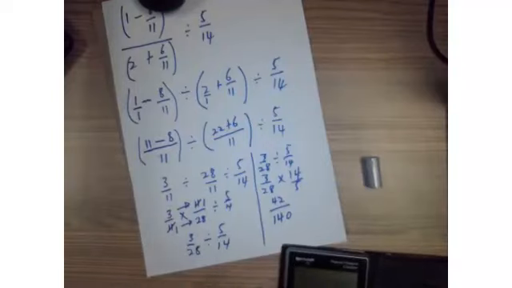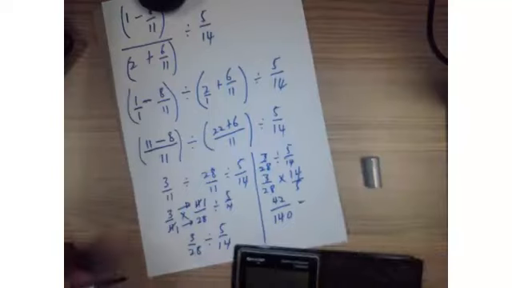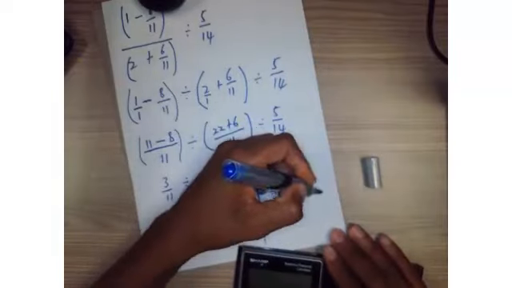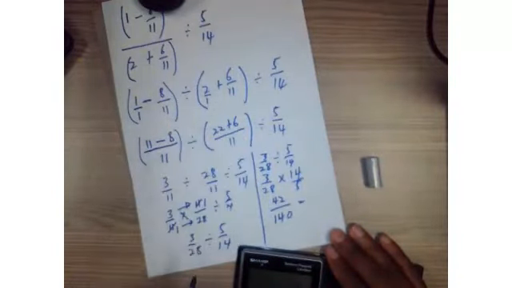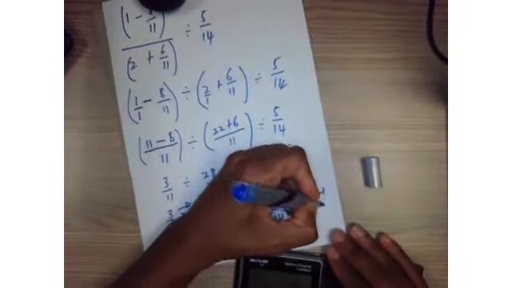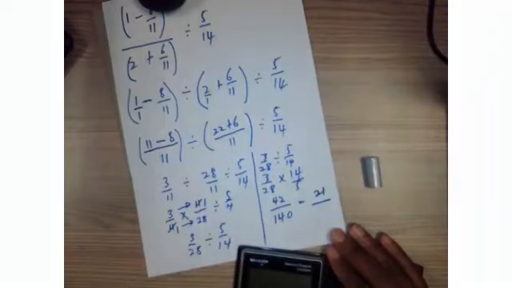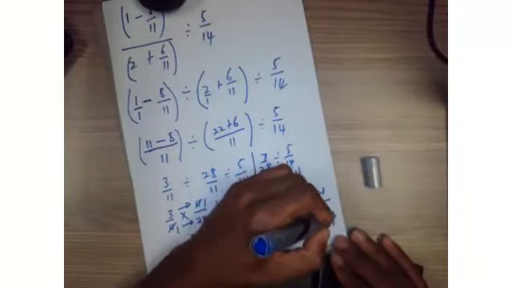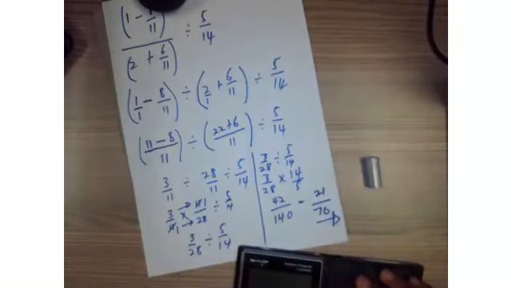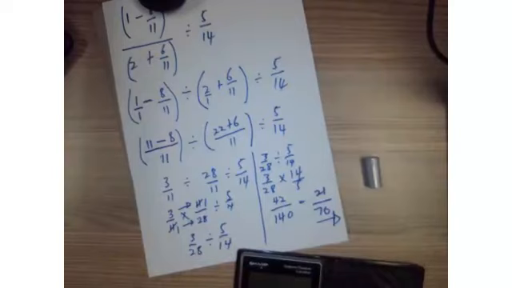You can go, let me see, 21 into 42 divided by 2 is 21, 140 divided by 2 is going to be 70. You can divide it further using a calculator. It's going to give you 0.3 or something like that.